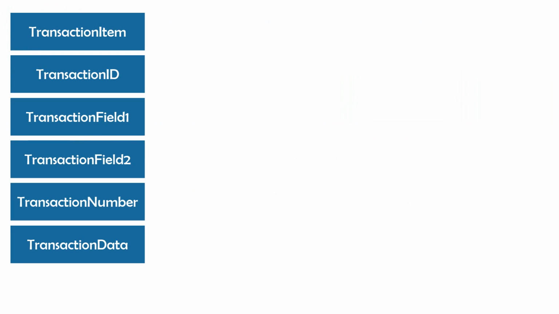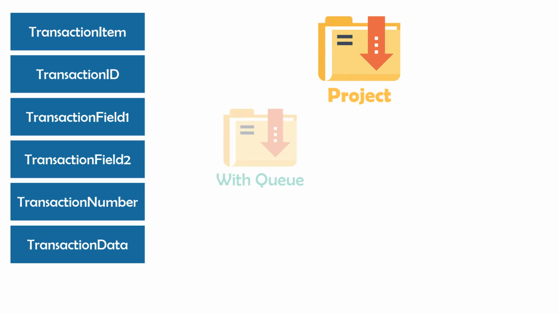Let's now try to split these variables in two categories, depending on the project. Either we have a project using a queue.